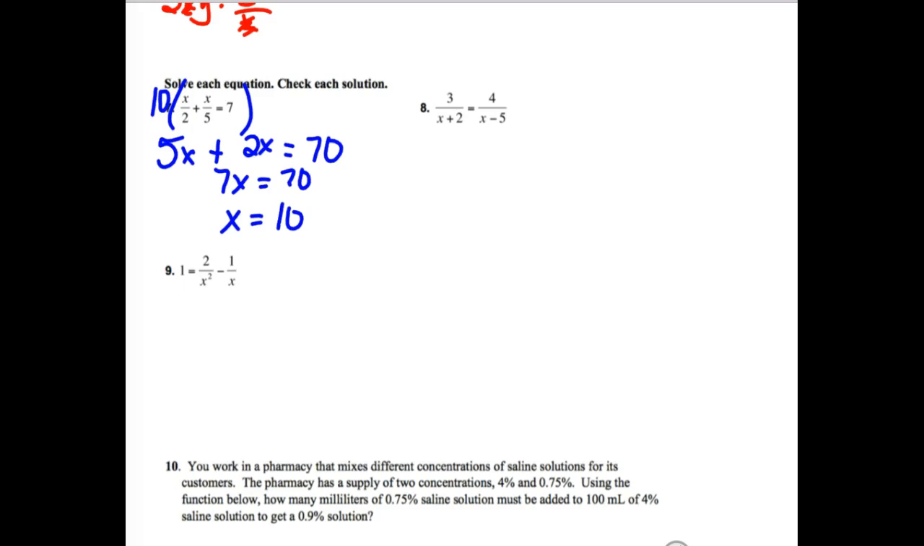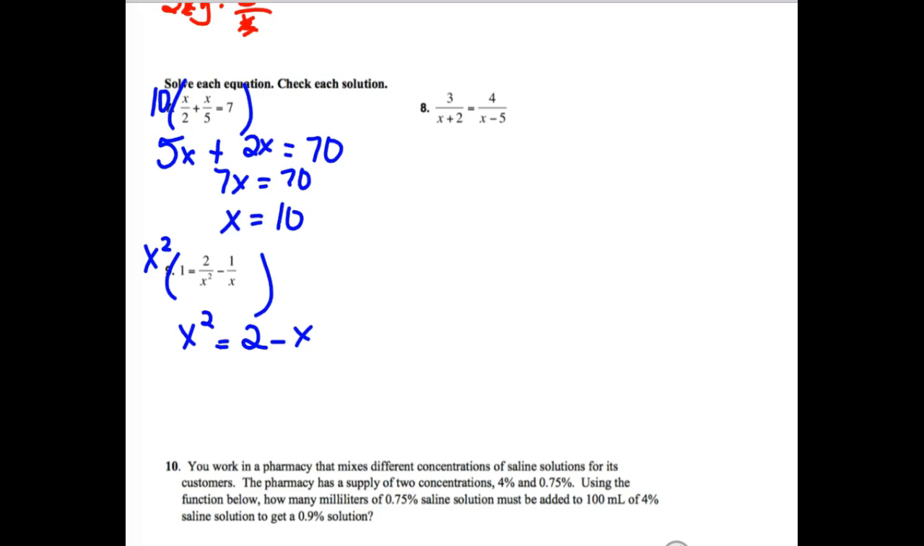Question 9, what would our common denominator be? An x squared, yep. So let's multiply through by an x squared. X squared times 1 is x squared. X squared times 2 divided by x squared is 2. X squared times negative 1 divided by x becomes negative x.